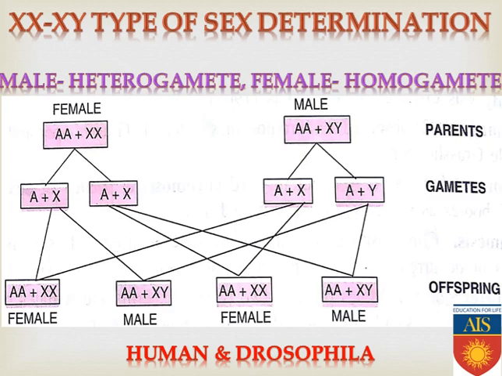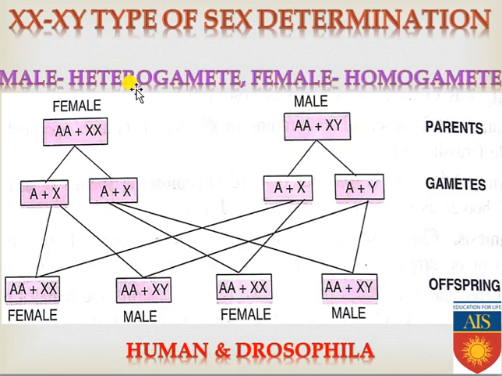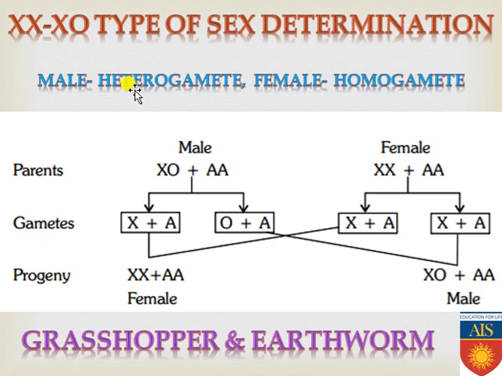The next type of sex determination method is the XX-XO type, and this kind of sex determination is commonly found in grasshopper and earthworm, because in those organisms XX is the female individual, so females are homogametic and males are XO, that's why males are heterogametic.